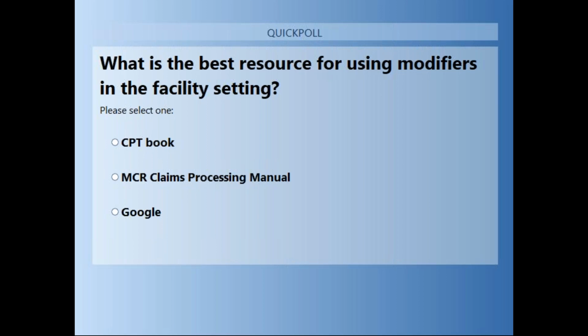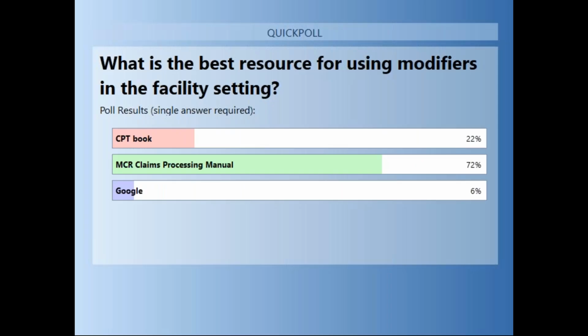Okay, you've slowed down. I'm going to close the poll. It's your last chance. 3, 2, 1. Christy, we've got the majority. 72% is saying it is the Medicare Claims Processing Manual, but we've got 22% saying the CPT book, and a small percentage is saying Google.